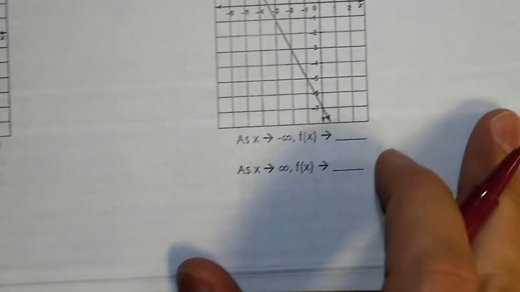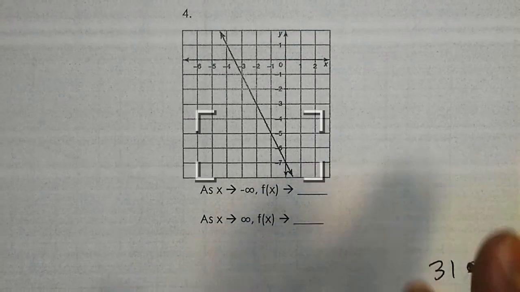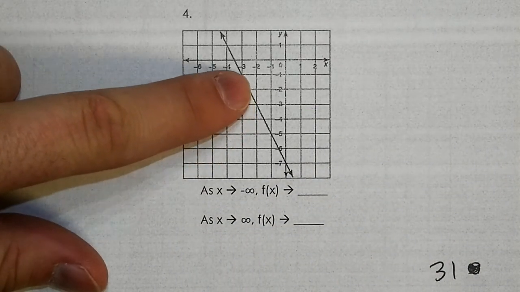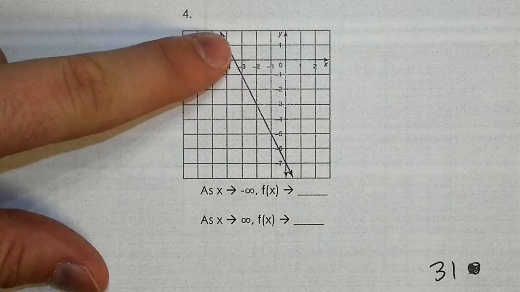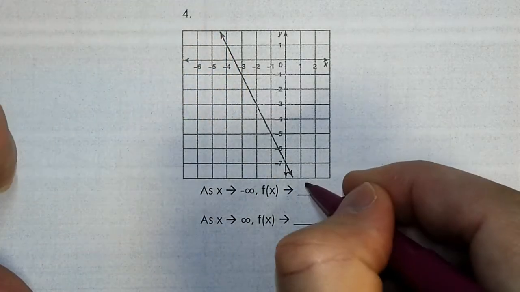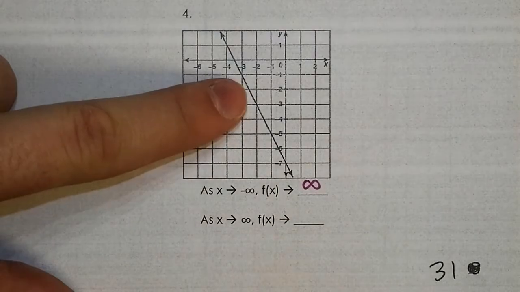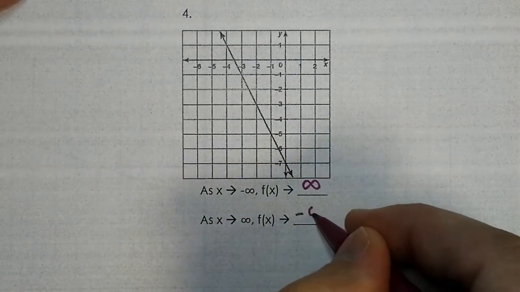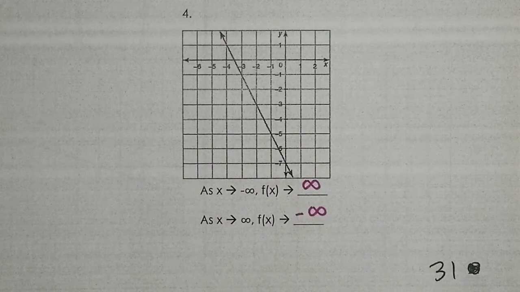That's pretty easy. That's what I like to hear. All right, here. As I move left, where am I going? I'm going up. There you go. As I move right, where am I going? Going down. Is that pretty simple? Exactly. Up is positive infinity, down is negative infinity.